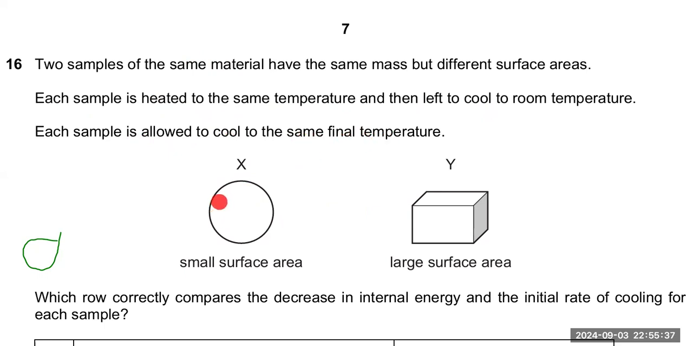It means when the temperature of both the materials is the same, then which row correctly compares the decrease in internal energy and the initial rate of cooling for each sample? So you have to select the correct pair of answers.